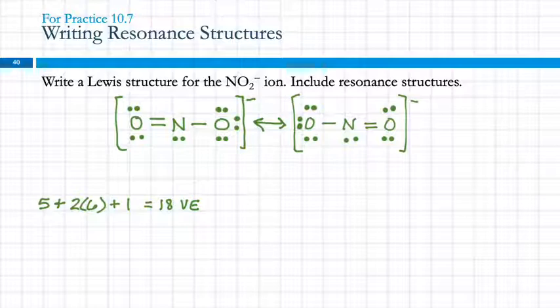Could I draw a structure where oxygen is in the middle and nitrogen is on the end? I could. But that's not going to be a resonance structure of these. If you have to take the atoms apart and put them together differently, it's not resonance. It's just a different molecule. Any questions?